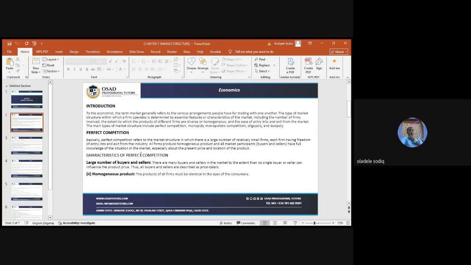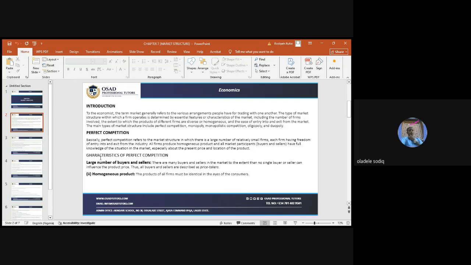So in a perfect competition market, there is freedom of exit and entry. And also, all the participants, those that are buying and selling, have full knowledge of the situation, especially the price. The price is not hidden. Everybody is aware of the price, of what type of product is being sold in the market, and of the location where we can get each type of product. That is what we classify as perfect competition. There is no hidden agenda. All the buyers and the sellers have full knowledge of the situation in the market.